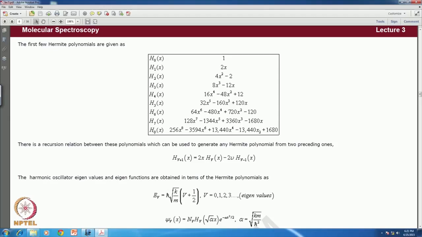One thing that should be noted is that the even-numbered polynomials 0, 2, 4, 6, 8 are all even functions of x. H0 of x is 1, H2 of x is 4x squared minus 2, which doesn't change whether x is negative or positive, that is, minus x or plus x. H4 of x is again a function of x raised to the power 4, therefore it's an even function of x. H6 of x is even.